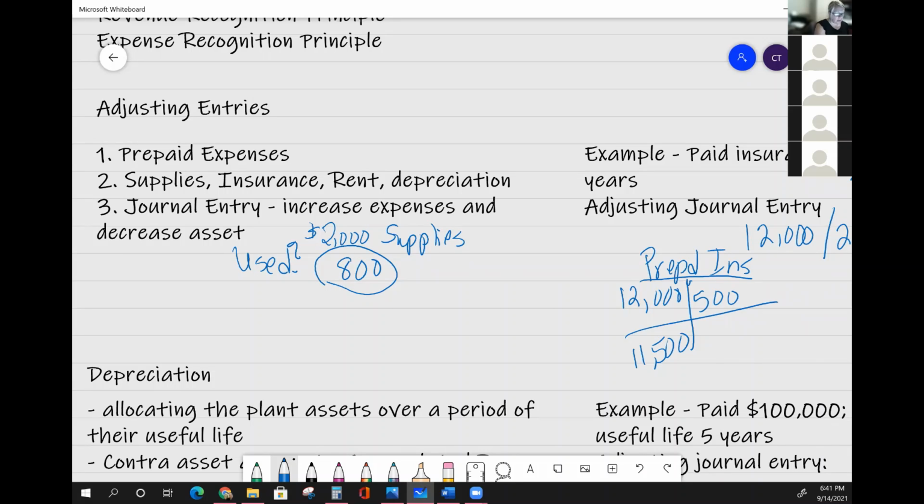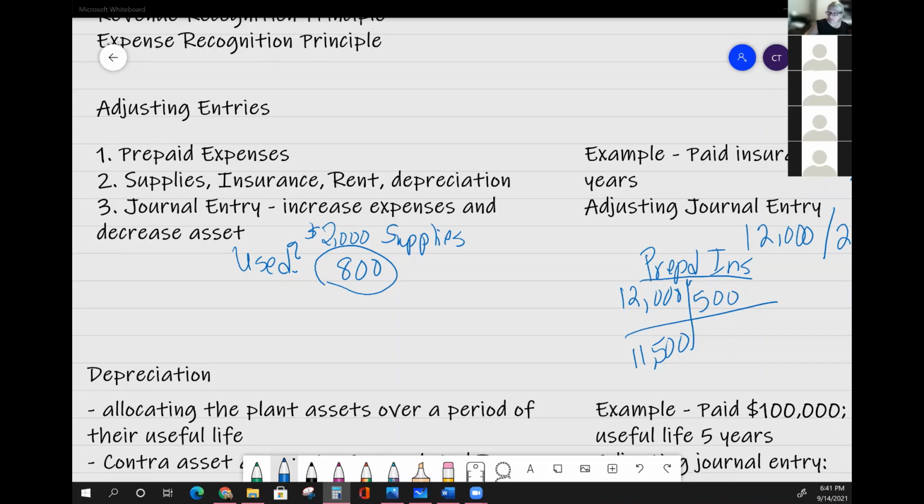Or it'll say I have $1,200 remaining. And then you'll know, okay, let me just take and deduct that. If it says that I have 1,200 remaining, I'm going to deduct that from the 2,000 and know that I've used $800.